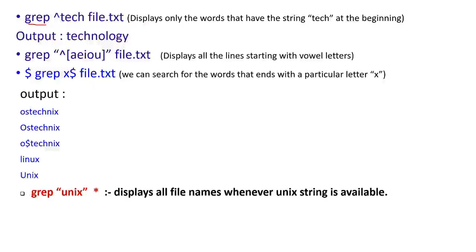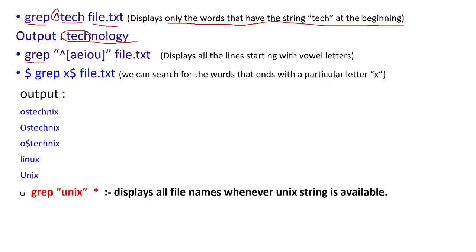So grep keyword, and then we have used here the anchor character, the pattern, and the file name. So it displays only the words that have the string "tech" at the beginning. As I told you, this is used at the beginning. So whichever lines, whichever words start with "tech", it is going to display on the screen. See, like this is the word technology and it is beginning with "tech". Such words it will display on the screen.